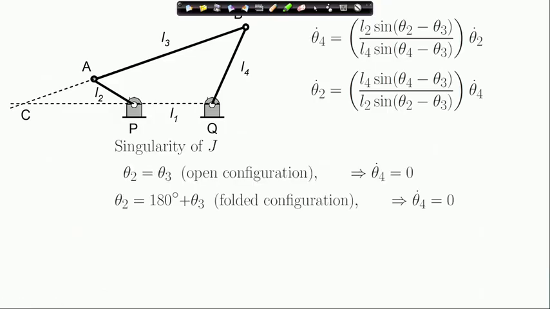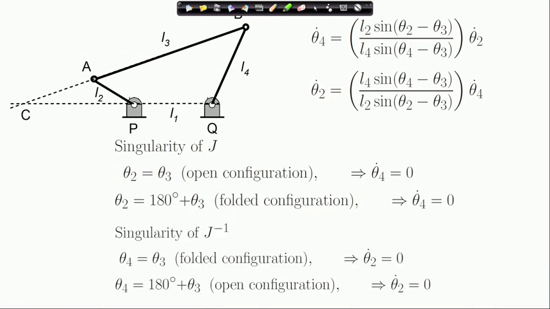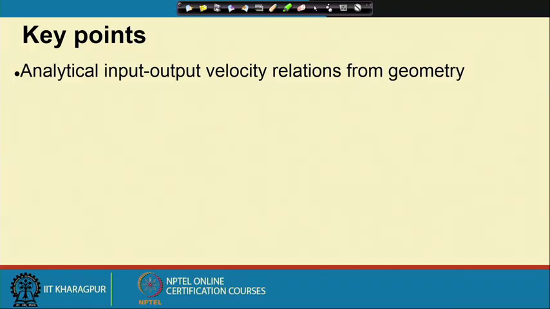So, this is what I have discussed: singularity of J when theta 2 equal to theta 3, then J is singular, theta 4 dot goes to 0. This is the open configuration, and the other solution, theta 2 is 180 degrees plus theta 3, is a folded configuration where also theta 4 dot goes to 0. And the other situation, singularity of J inverse, that means J inverse becomes 0 or non-invertible, is where theta 4 is equal to theta 3, which is folded, and theta 4 is 180 degrees plus theta 3, which is open. In both cases theta 2 dot is 0.